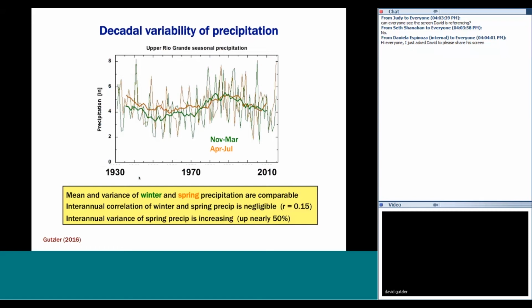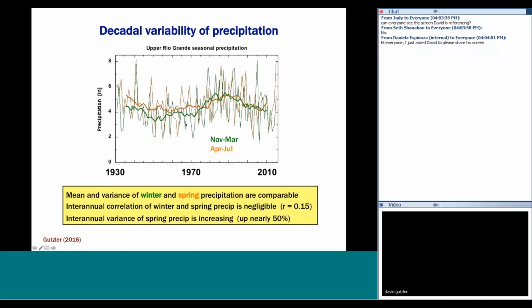Part of the answer here, I think, has to do with the decadal variability of precipitation. So if we say there's no long-term change in total precipitation, there are some changes that we see if we look more carefully at winter and early spring months, that's the green curve on this plot, versus the later months, which are the months after peak snow from April through July. And what we see is that there is a lot of decadal variability in both of these curves.